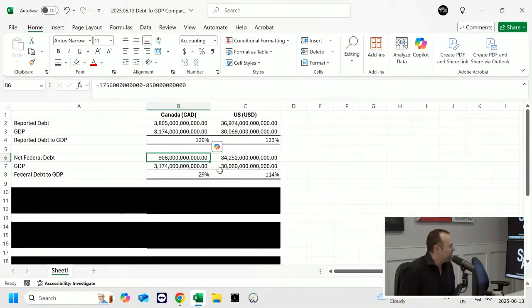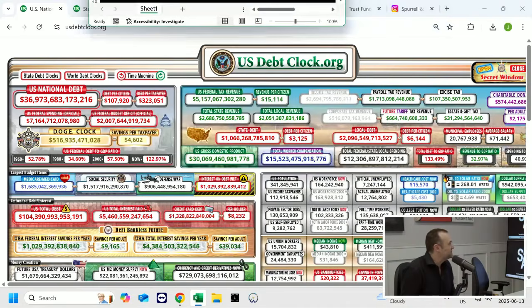It's because the net federal debt would be around $906 billion, not even $1 trillion. GDP is still the same in this calculation: $3,174 billion on the Canadian side, that's in CAD, and $30,069 billion on the US side, that's in USD. Okay, how do they get this 30%? So how do they get the $906 billion? That's the key. Here's where the $906 billion comes from.